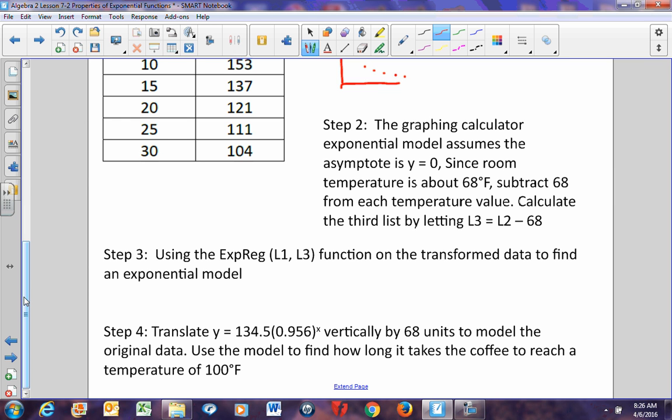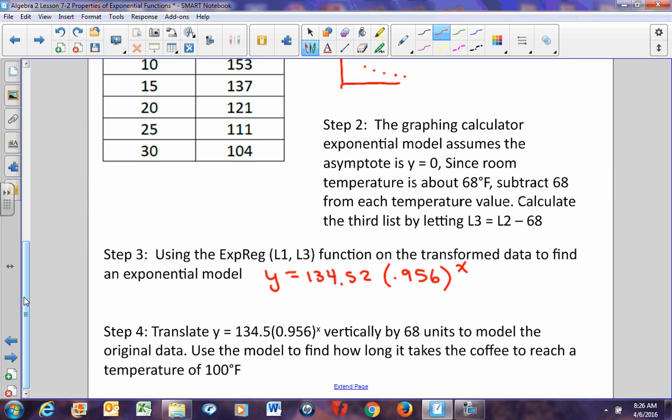134.516982526 times 0.9560 to the x power. So I get an equation that looks like this. Y equals 134.52, I'm going to round it to that, 134.52 times 0.956 to the x power. Okay.